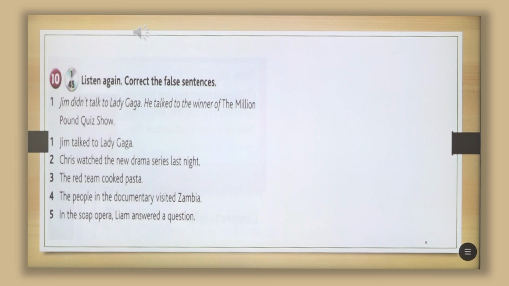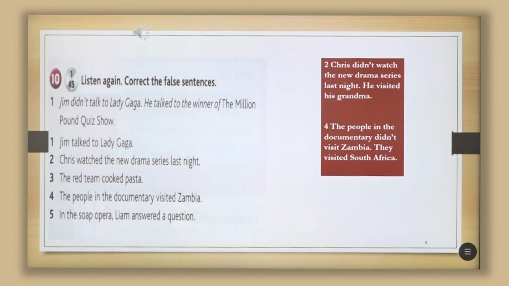Okay. You listened to it and probably you understood which ones are false, which ones are the correct ones. Let's see if you got them right. Okay, so number 2 is not correct. Chris watched the new drama series last night. He didn't watch the new drama series last night. He visited his grandma. The 3rd one is correct. The 4th one is not. The people in the documentary visited Zambia. They didn't visit Zambia. They visited South Africa. And the last one is correct. In the soap opera, Liam answered the question, so it's correct.